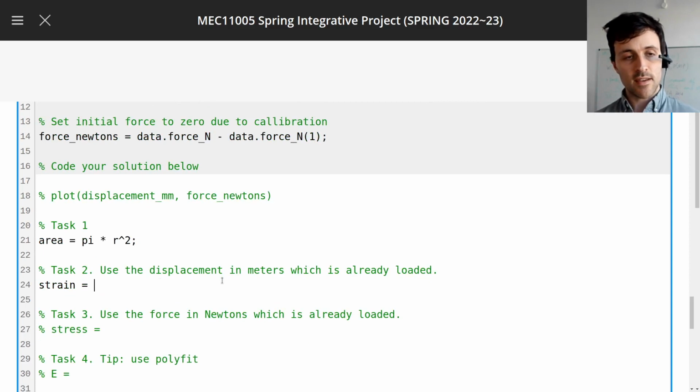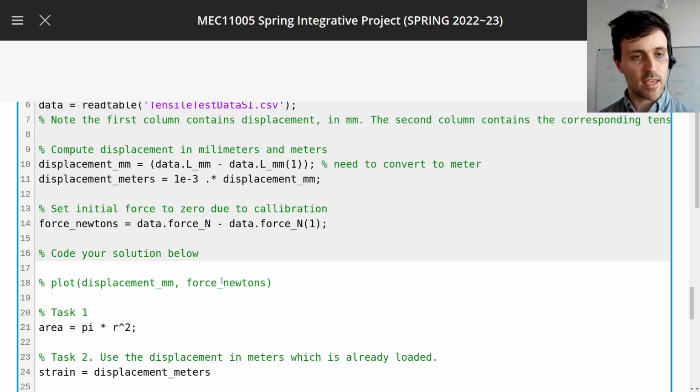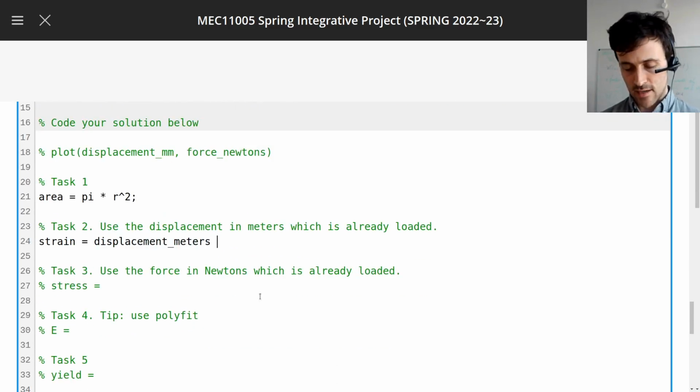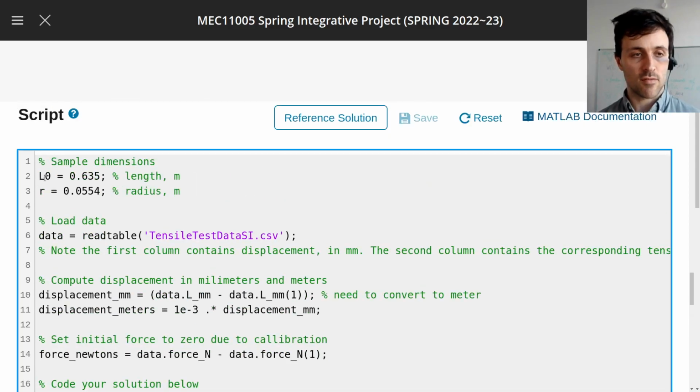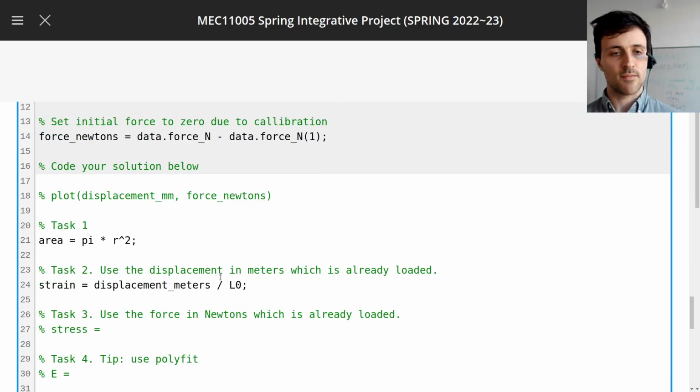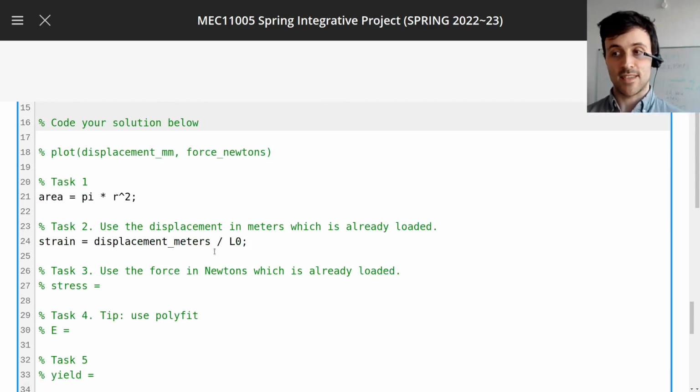So the strain should just be equal to what? The displacement, the change of its length, which is already given here. So I'm just copying it here. The easiest way is to highlight and copy and divide it by the initial length, also already given. And I put a semicolon so it doesn't print out. Okay, easy peasy.